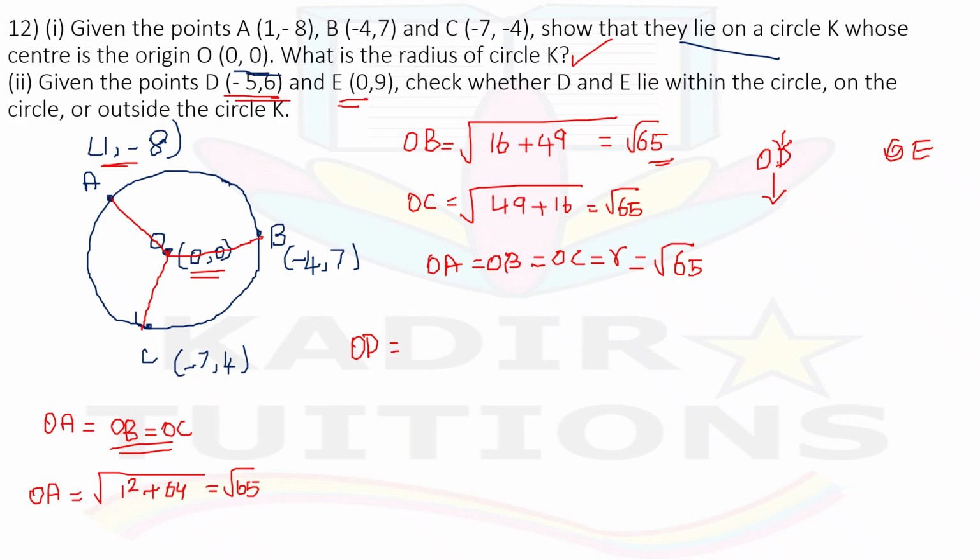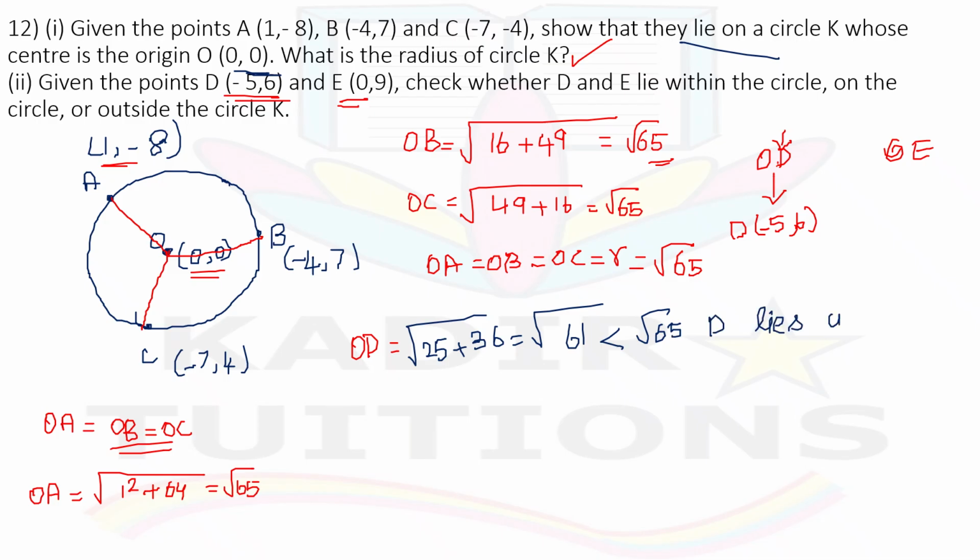So OD equal to, first before that we'll write the D point, which is minus 5 comma 6. Yeah, so if I find OD, it is going to be 0 minus 5 the whole square, it is 25, and 0 minus 6 the whole square, it is 36. So if you add 25 and 36, over here we are getting 61. So obviously it is lesser than root 65. So point D lies inside the circle.